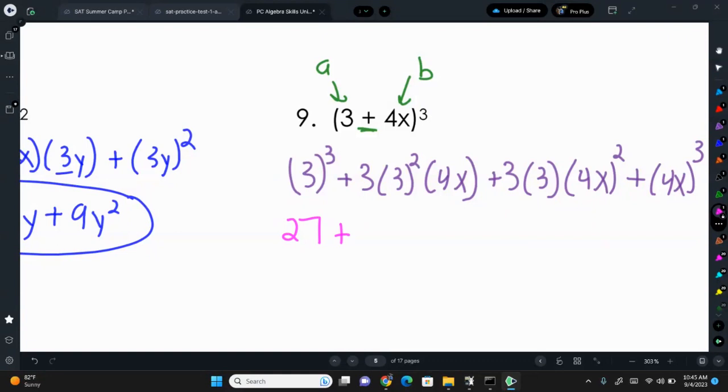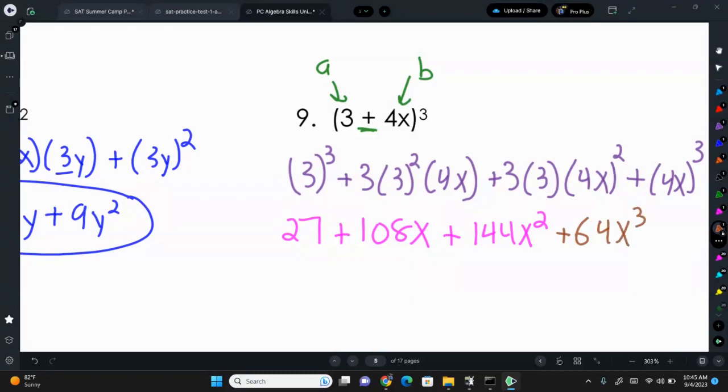Plus, we have 3 squared is 9. 9 times 3 times 4 is 108. 108x. Plus, we have 4x squared, so 16 times 3 times 3 is 144x squared. And then we have 4x to the third power. That's going to give us 64x to the third.